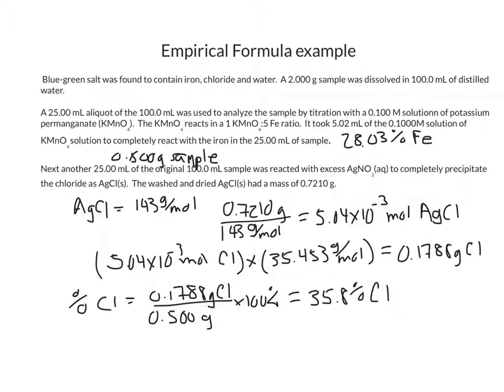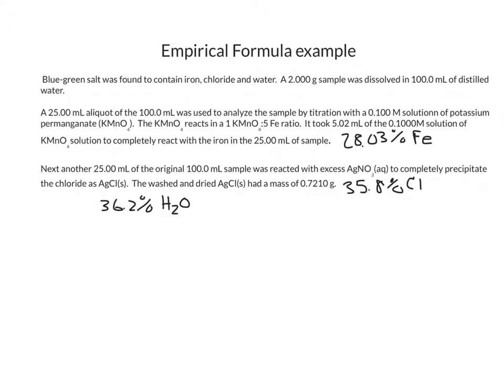So if I take 100 minus 35.8 minus 28.03, I will get my percent by mass water, which is 36.2% water. So now I have all the components of my overall compound, which again contains iron, chloride, and water. So I have 28.03% iron, 35.8% chlorine, and 36.2% water.